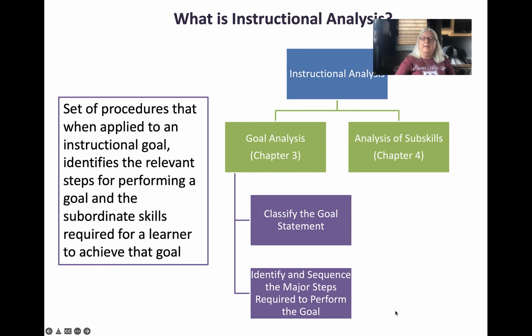So goal analysis has two major steps. The first one is to classify the goal statement. After we do that, then we identify and sequence the major steps required to perform the goal.